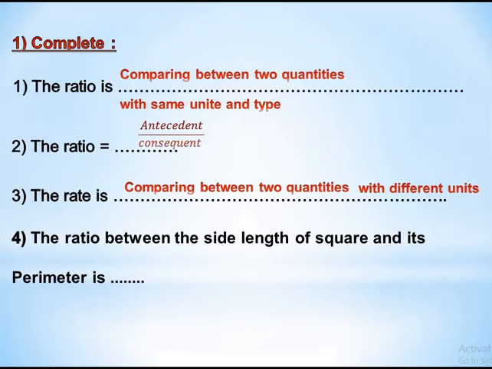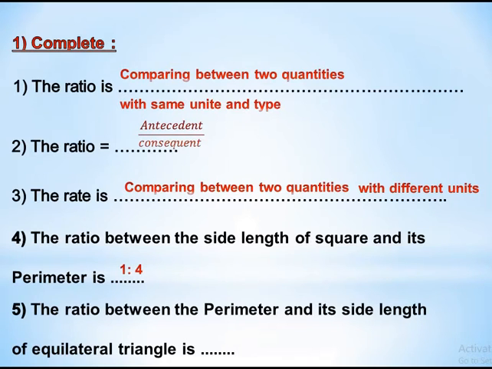The ratio between the side length of a square and its perimeter will be 1 to 4. The ratio between the perimeter of an equilateral triangle and its side will be 3 to 1.